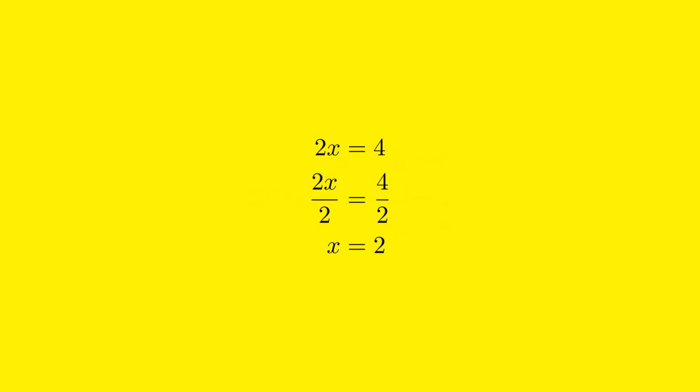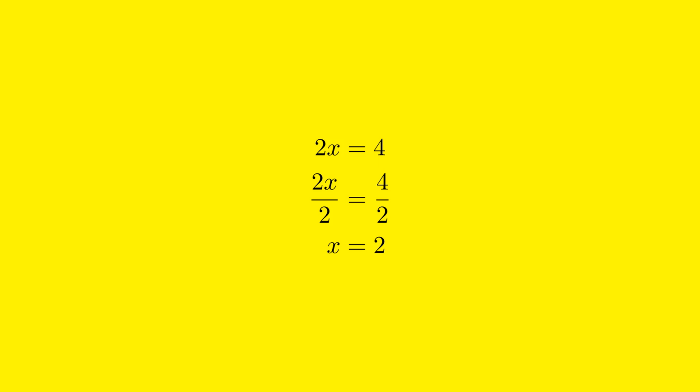Step 2. With the equation now simplified to 2 times x equals 4, our next goal is to solve for the variable x by further isolating it. Currently, the variable x is being multiplied by 2. To remove the multiplication by 2 and solve for x, we need to perform the opposite operation of multiplication, which is division. So we will divide both sides of the equation by 2.